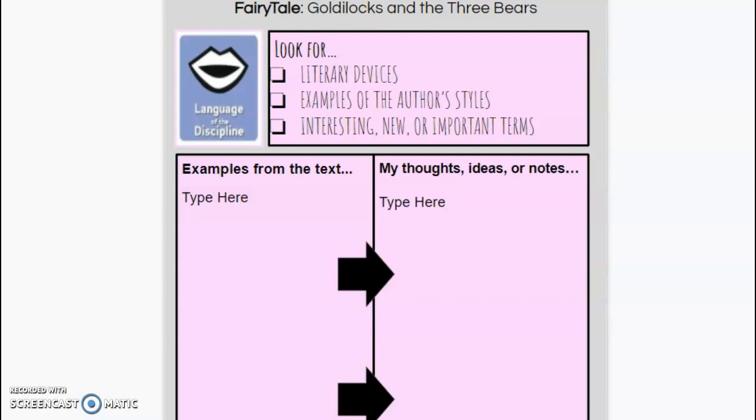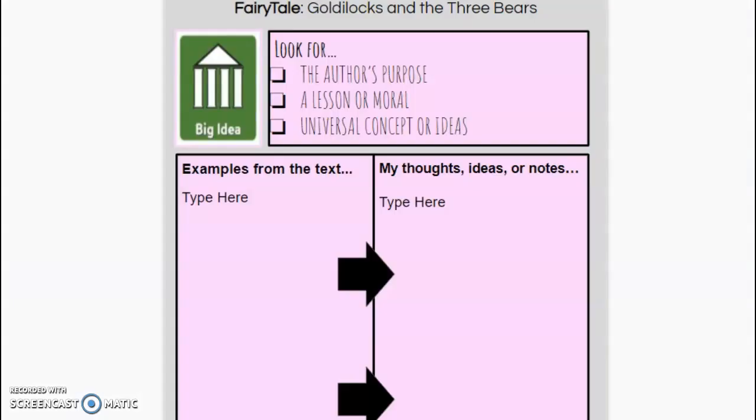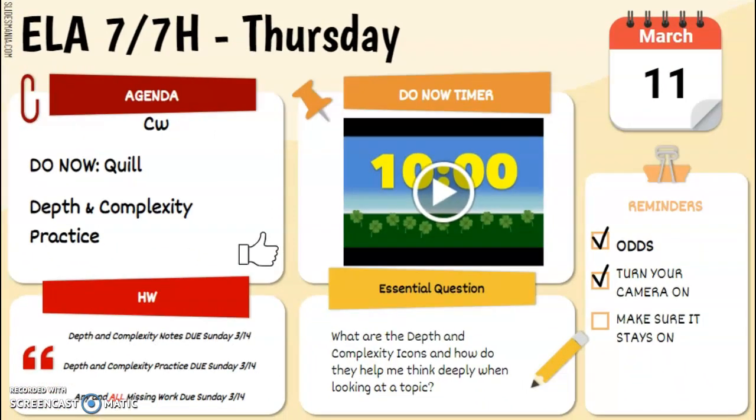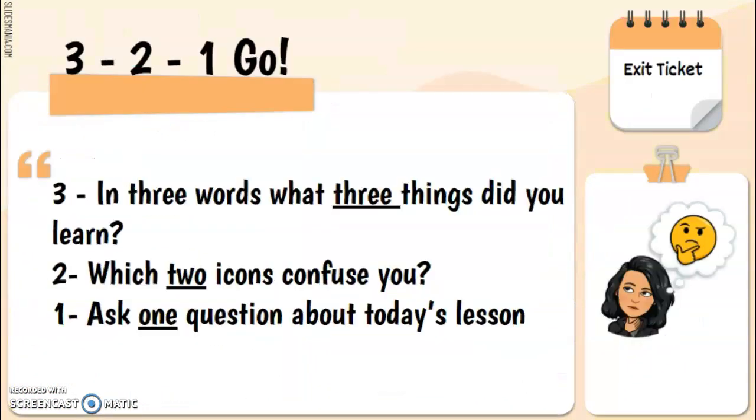We're going to split you guys into 3 large groups rather than the 11 small groups, so we can work with you guys a little bit more. You guys are going to have today and Friday to actually be working on this. So you guys will have multiple days in class to really get the hang of using our depth and complexity icons.